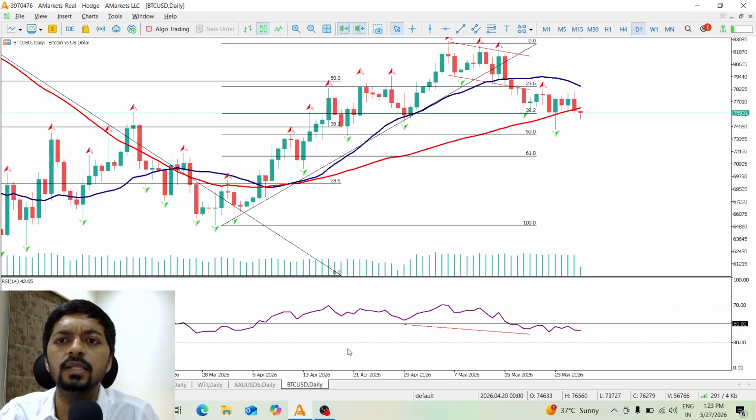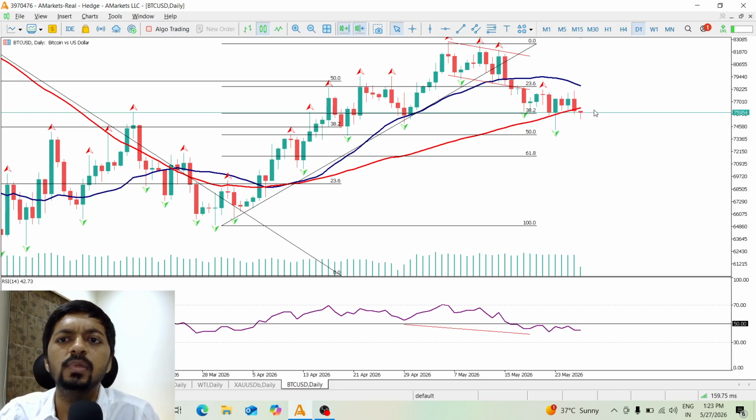Now if you look at the Bitcoin chart, Bitcoin is still trading above the 75,000 level. If price is sustaining above the 75,000 level, that is a very strong confluence point. Why? Because it's a 38.2 Fibonacci point, also the 55 period moving average, and also a very important support area. So if price sustains above this level and breaks above 78,000, we can expect 80,000 and 81,000.